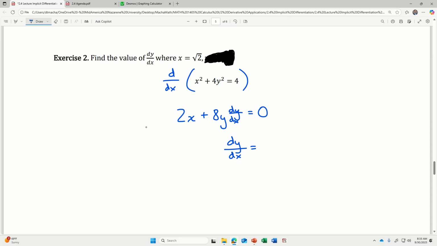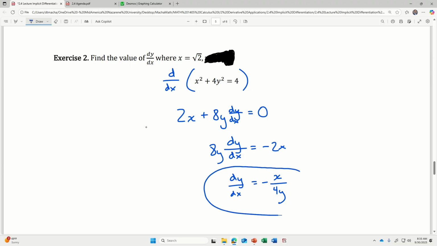And that means I'm going to subtract 2x from both sides and then divide both sides by 8y. And what do I get? Negative x over 4y. So now my dy/dx depends on what the x value is and what the y value is where I'm trying to evaluate this derivative.